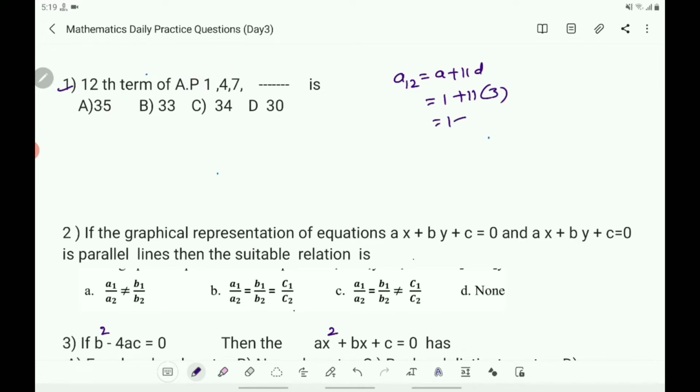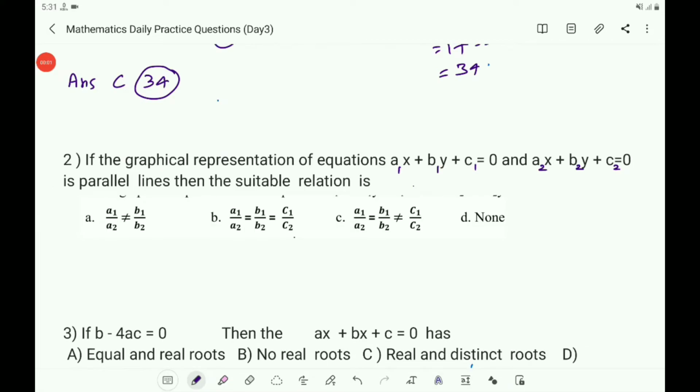Then it becomes 1 plus 11 3s are 33. 1 plus 33. 11 3s are 33. So you will get 33 plus 1, 34. Then what is the answer? Option C is the answer. You write answer C. Answer is 34. Now the second question.